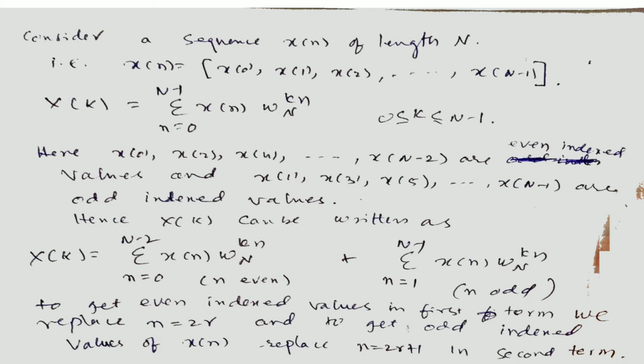In order to get the even values of n, we replace n with 2r, so that for any value of r it becomes an even value. Similarly, in order to get the odd values of n, we substitute n is equal to 2r plus 1, so that for any r this value becomes an odd value.